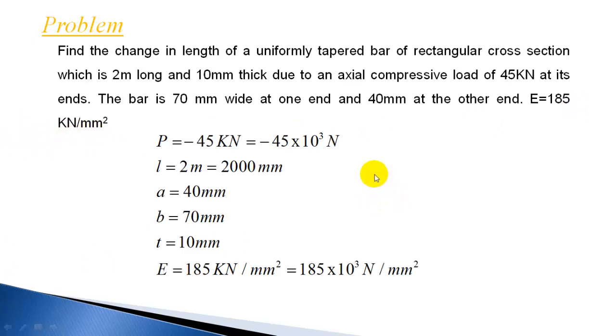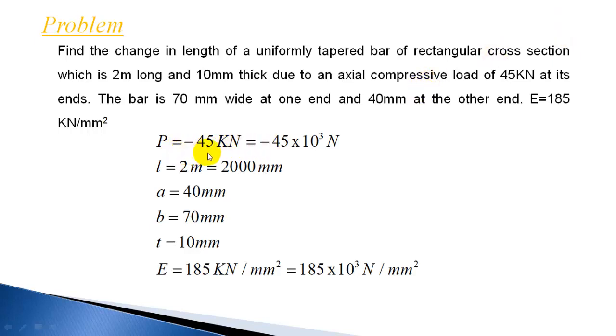So there is only one section, where the cross section is changing uniformly. Thickness is constant and it is 10 mm. Width is changing from 70 to 40 and its length is 2 meter, and an axial compressive load of 45 kN is acting, and the material property Young's modulus is given.